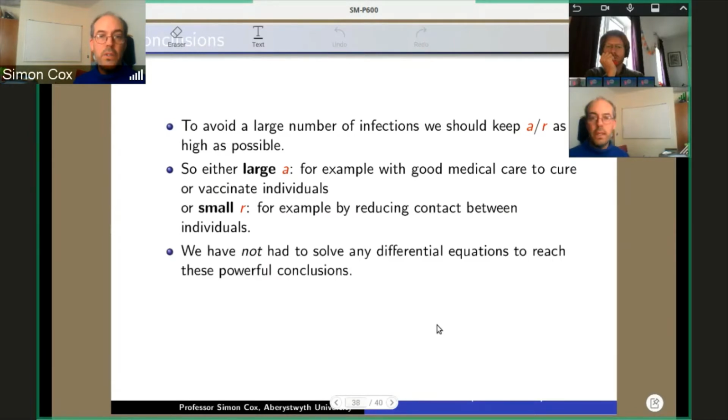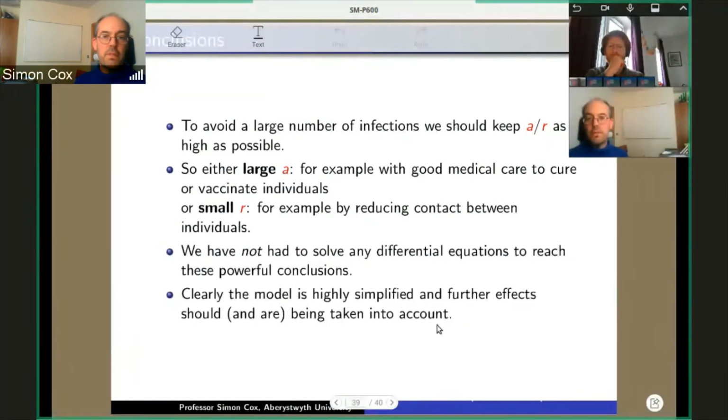So, my conclusion: we've not had to solve any equations to reach these conclusions. It's just been analysis of the equations we've written down. And for me, the graph really helps me to figure out what the system is predicting. But of course, there are further effects that one might add, and in fact, people are adding them and taking them into account.